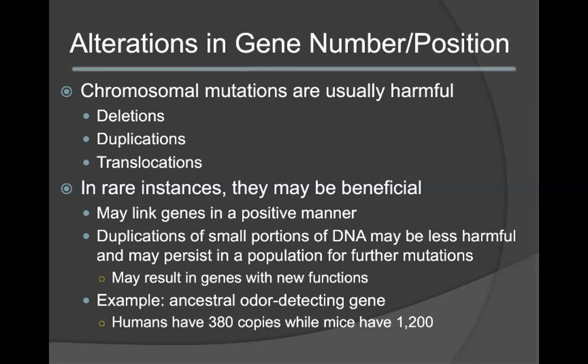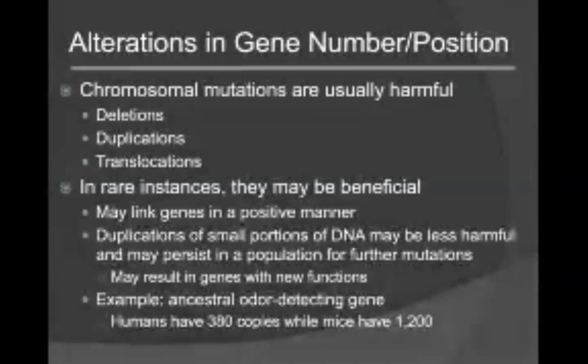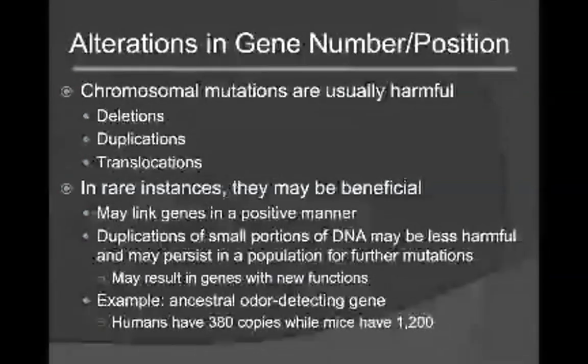the ancestral odor detecting genes. Humans have over 380 copies, while mice have 1,200 copies. This indicates that there is an extreme amount of gene duplication that occurred within the evolution of this gene.